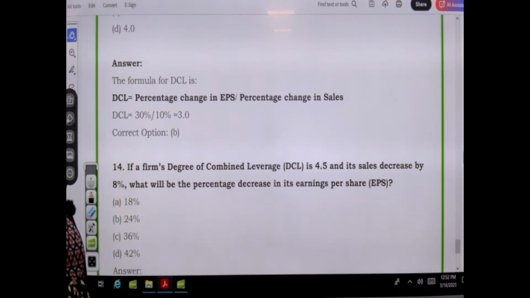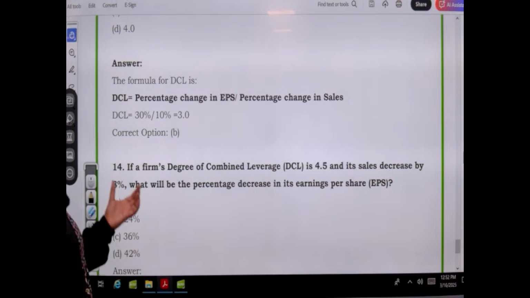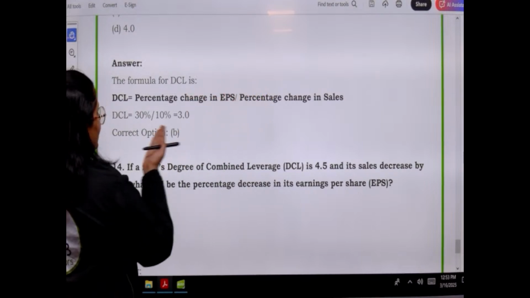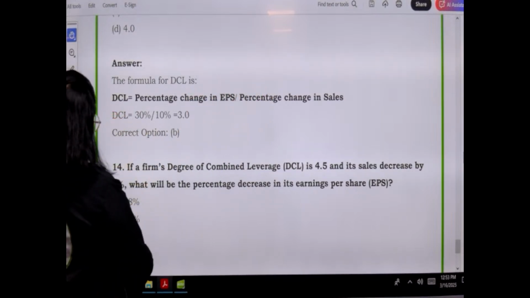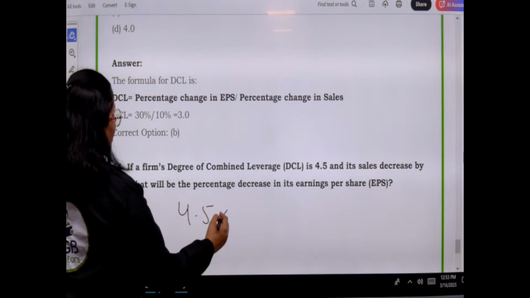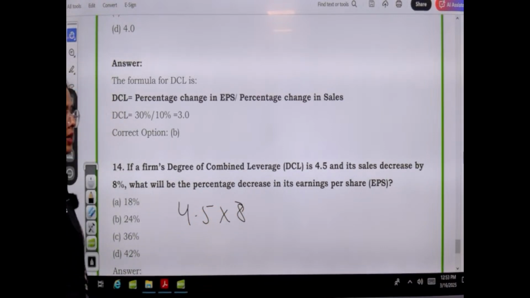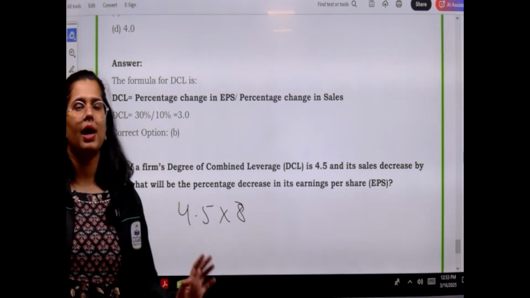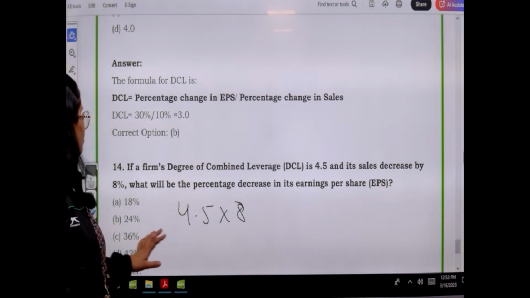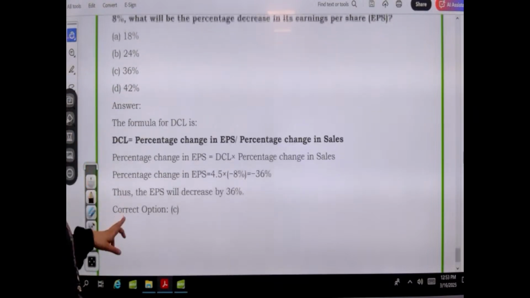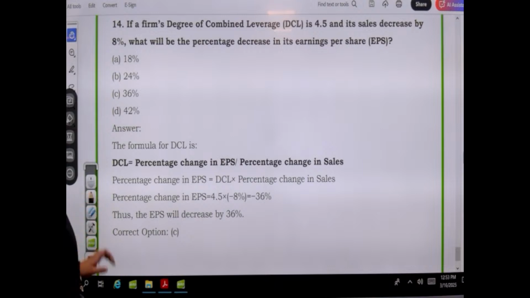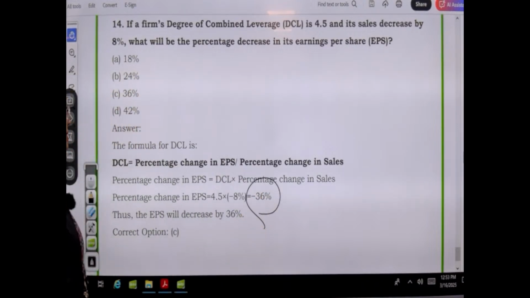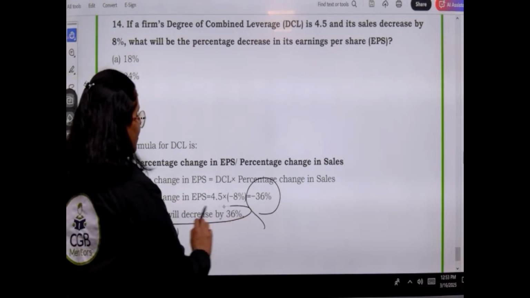Next is DCL is 4.5, sales has decreased by 8%. So you know by the formula, sales will come over here. So 4.5 multiplied by 8. Do not apply the percentage formula over here. यहाँ पे आपको percentage का formula apply नहीं करना है. Just do the simple multiplication of 4.5 with 8 and you will get your answer 36%. And because it is in minus, this also displays that EPS will decrease.